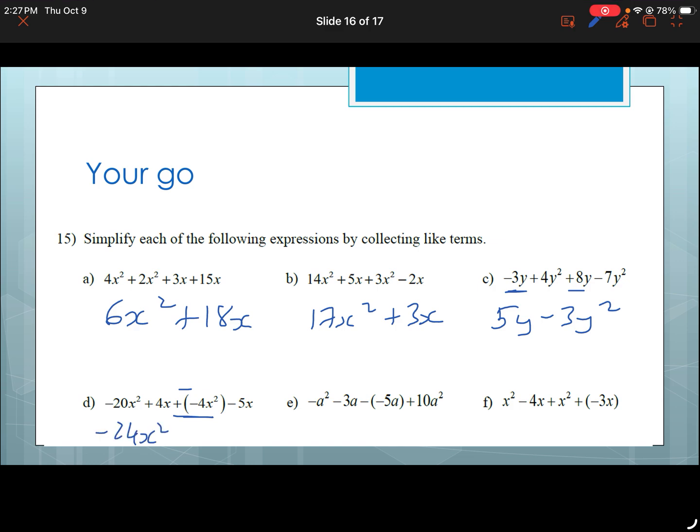4x take away 5x is minus x, or minus 1x if you want to. Negative a squared plus 10a squared is 9a squared. Negative 3a plus 5a is plus 2a. And then x squared plus x squared is 2x squared. And negative 4x take away 3x is negative 7x. Bit of a longer video today, but hopefully that all makes sense.